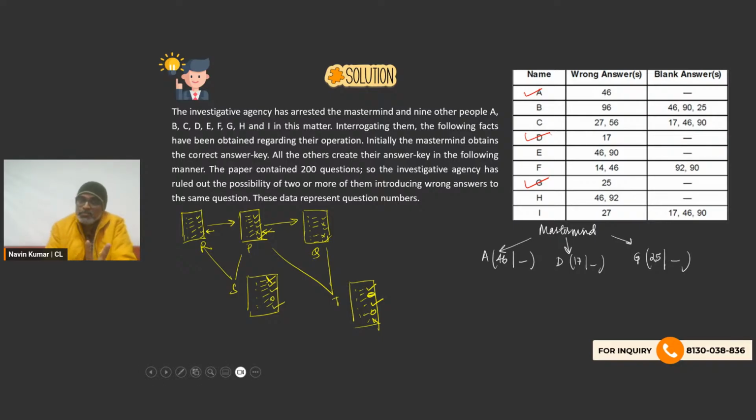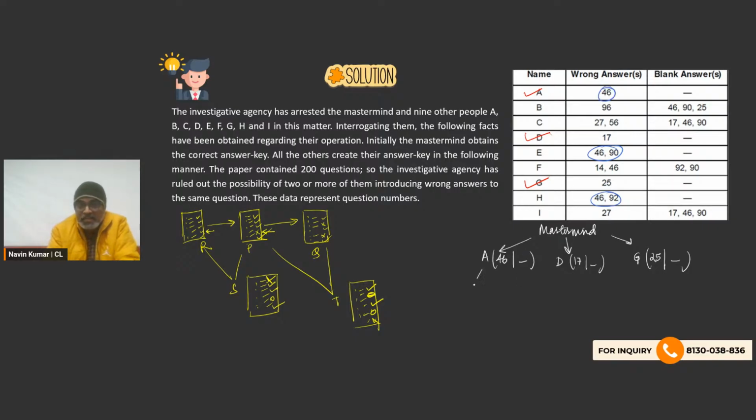Now, there are two types possible. One who has copied from one of these, A, D, or G, or somebody who has copied from at least two of the mastermind ones. So anybody who copies from A or D or G will have the same question number answered wrong, and then one more wrong. There will not be any blank so far. So do we see question number 46 and one more wrong with no blank, as in there are zero blank answers? Yes, we do see them at E and H. So they have copied from A.